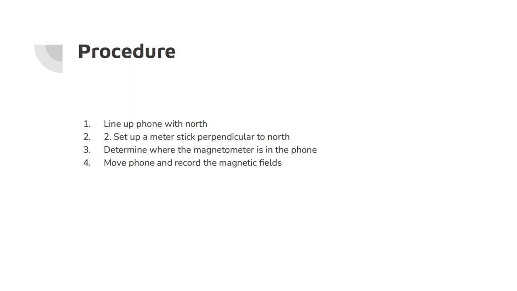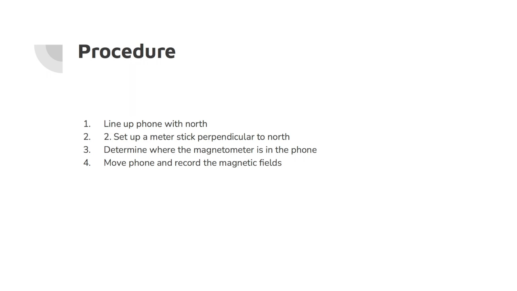The next thing we need to do is locate the magnetometer on the phone. To do this, we need to slide the phone in both the x and y direction and see when these minimize or maximize and mark the axes of this with tape.